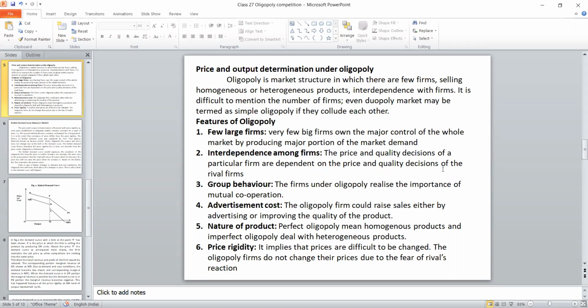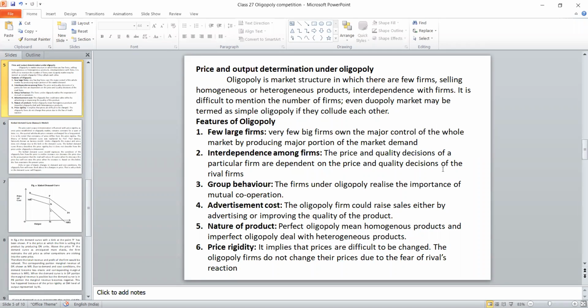So these are the features of oligopoly. There will be a few sellers. Those sellers are really large firms. And second one, the interdependence upon the firm, because there is a price leadership. Out of the few, one will design the price, the other will follow that price. That is why a unique concept called price leadership.